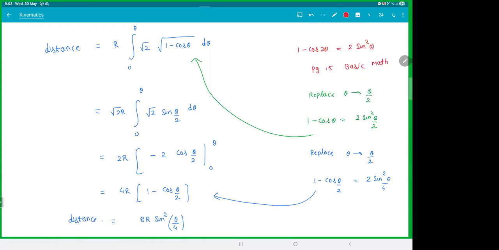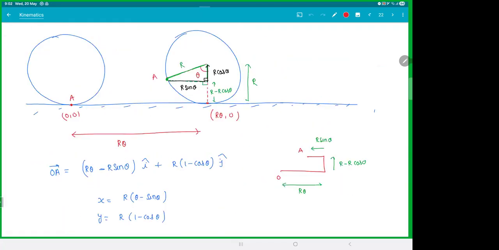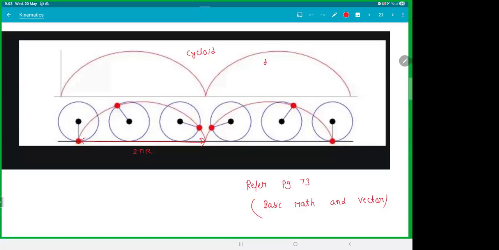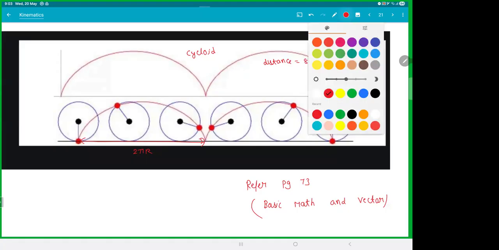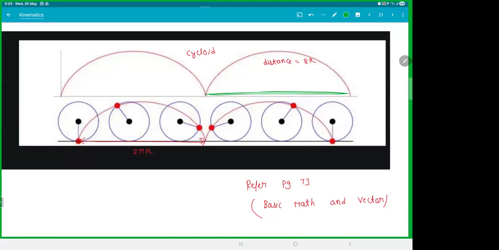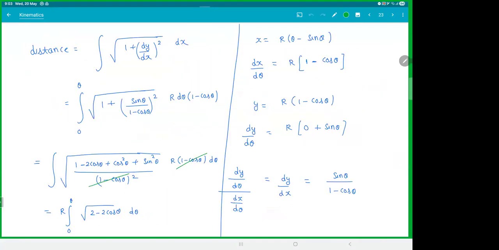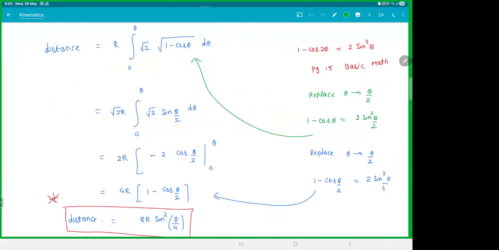This is a tough one. Even your seniors do struggle a bit, but there. That's a pretty good result to remember. For one full revolution, the distance would be how much? 8r. So this distance will be 8r. This would be your displacement, which is 2 pi r. Remember that result, 8r? They have asked that question in BITS and CET and those kinds of exams. They won't expect you to integrate all this. They'll expect you to know the result for full distance, 8r.